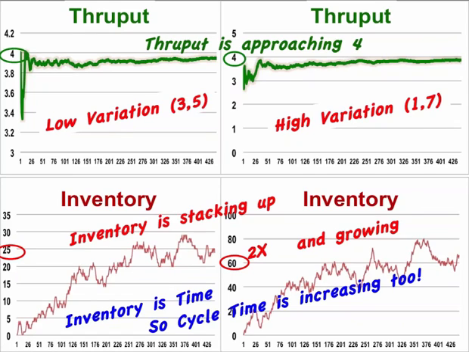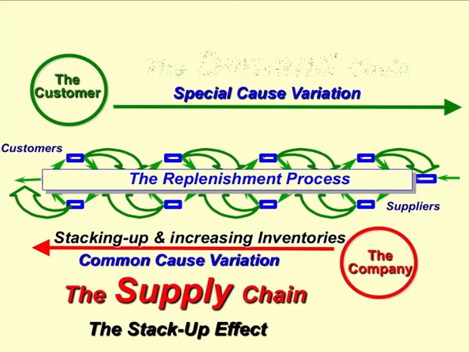And what's going on is we have common cause variation, stacking up inventory, creating the need for special cause adjustments, which set off and are confused with the demand, and the whole system goes out of sync. Oh, I did that too fast.